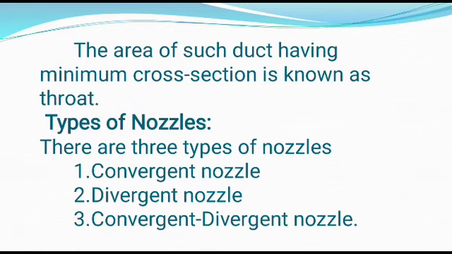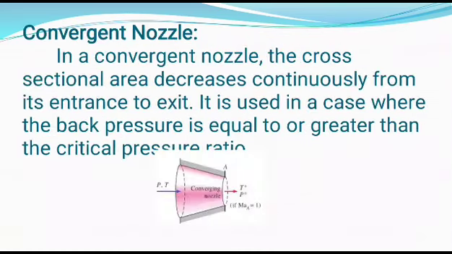Types of nozzle. There are three types of nozzle. First one is convergent, second is divergent, third one is convergent and divergent nozzle. Convergent nozzle. In a convergent nozzle, the cross section area decreases continuously from its entrance to exit. It is used in a case where the back pressure is equal to or greater than the critical pressure ratio.